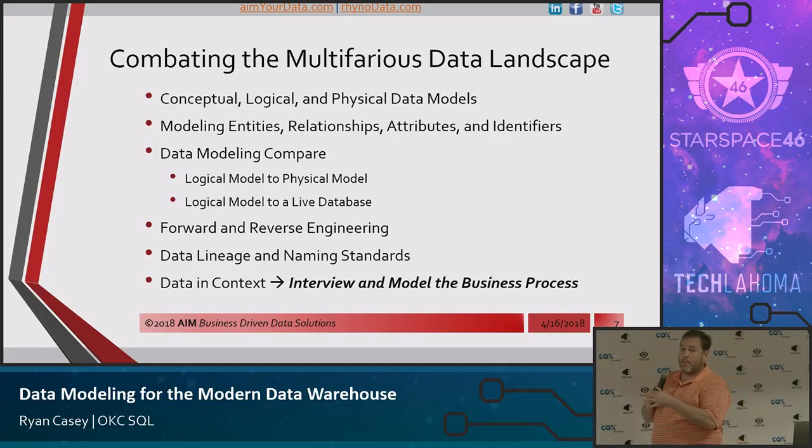So these are some of the things where data modeling actually can help us. We can use conceptual, logical, and physical data models, which we're going to talk about here in a little bit. Modeling and understanding the entities, the relationships, the attributes and the identifiers, and the cardinality, which is real important. We're going to talk about that.